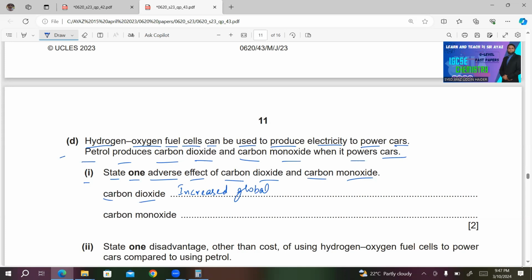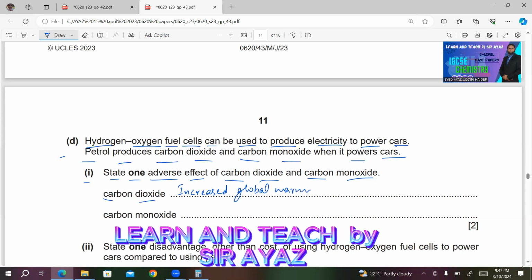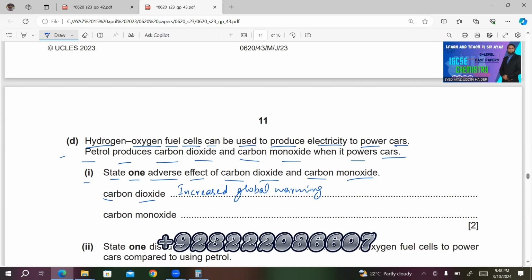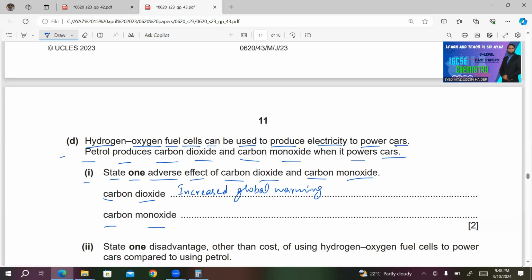The reason is that carbon dioxide absorbs thermal energy, which is released in the environment, and emits some of this energy to the earth. It prevents the loss of heat energy in the space. That's why there's increase in global warming, increase in the temperature of the earth. Carbon monoxide is poisonous or harmful. Poisonous or toxic.